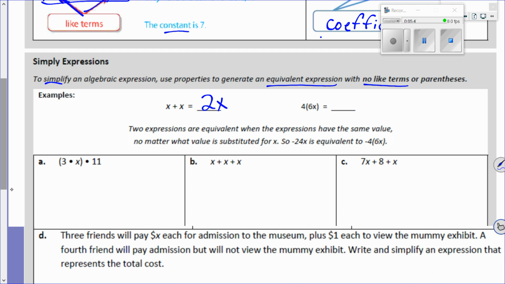I said if I don't see the number in front, the coefficient in front of my variable, what is it? 0. Wait, no. It's 2, isn't it? It's a 1. Yay. If I don't see the coefficient, it's a 1. Why? What is 1 times x? X. What property says that? Identity property of multiplication.